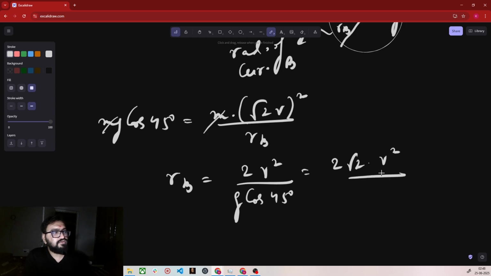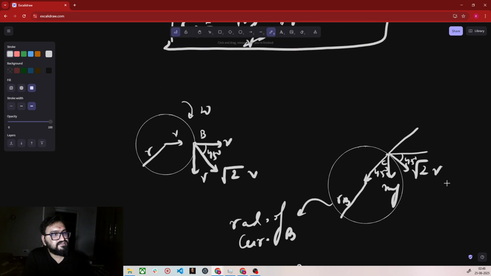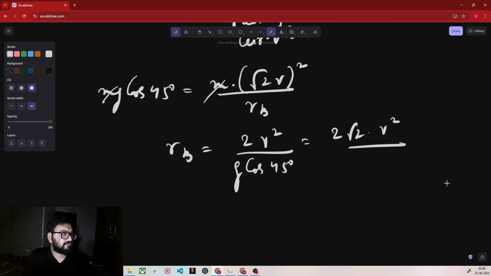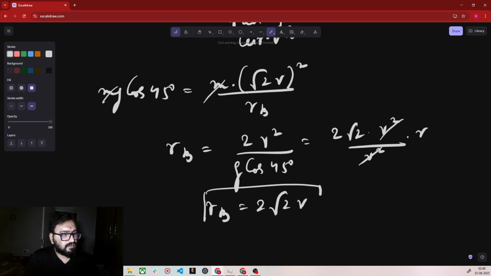Now I know g from the first case, that g is equal to v square by r, right? So I can plug in that value of g as v square by r. V square gets cancelled. I get rb as 2 root 2 r. Now basically this is the answer for the second case.